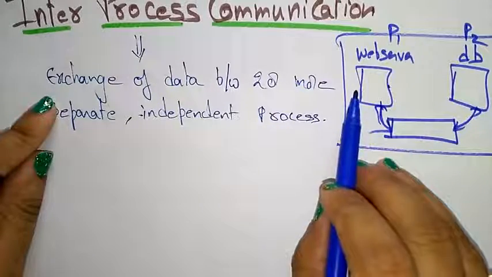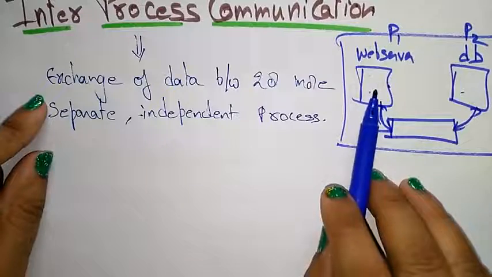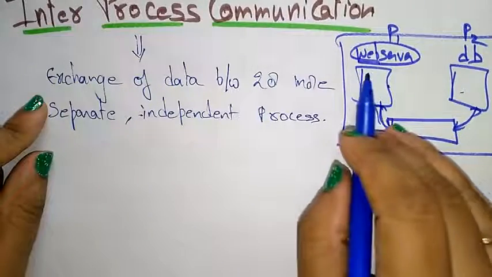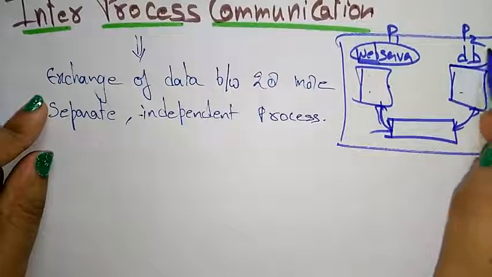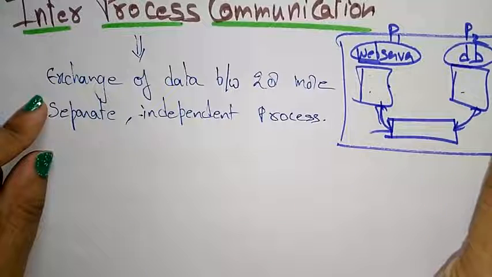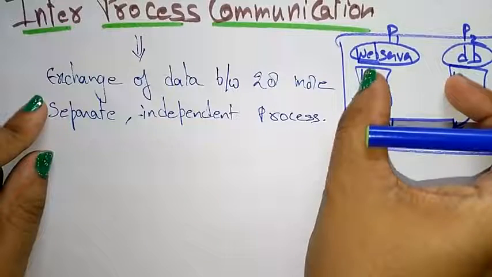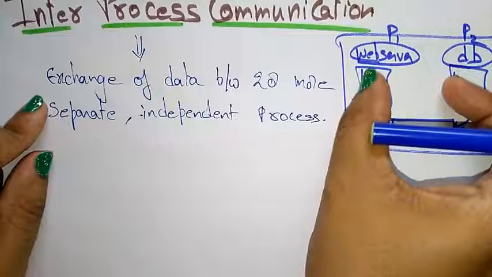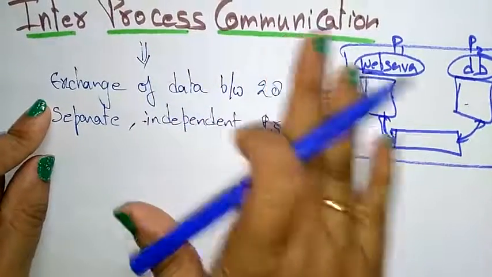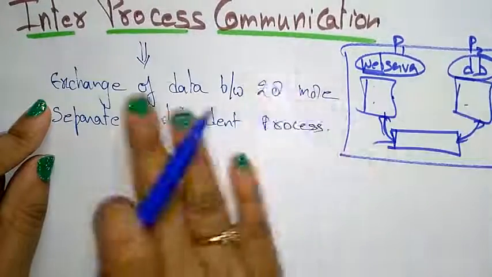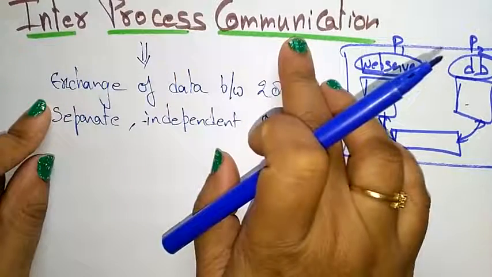Here we are exchanging data between two processes which are separate and independent. The web server has its own ID, its own IP and its own address, and the database also has its own identification. So these are two independent processes, and these two independent processes want to exchange data. That technique is called inter-process communication: a communication between one process and another within the system.